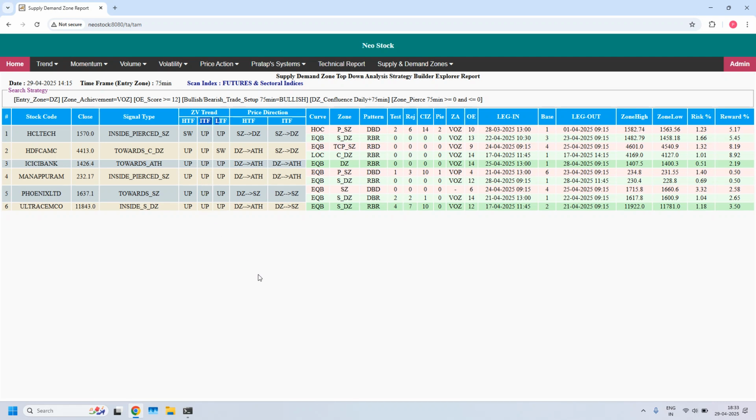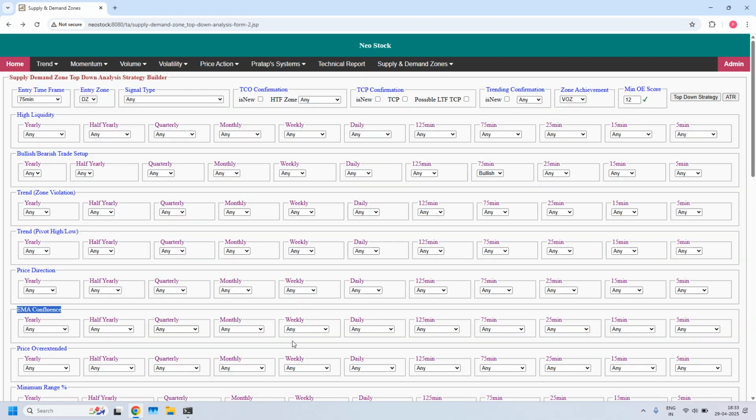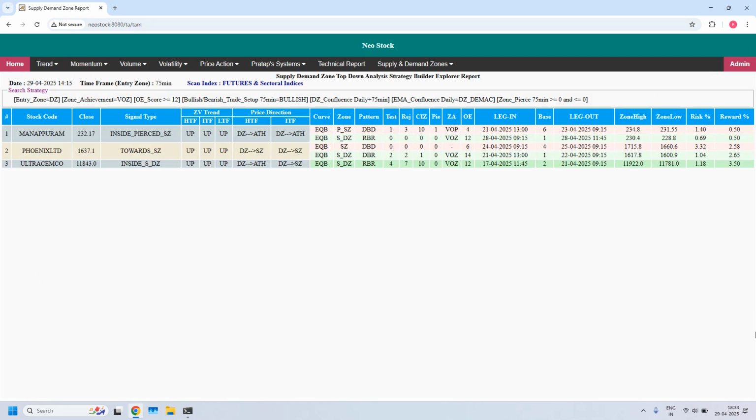So let's verify if the daily demand zone has daily EMA confluence. In that case, the overlapped 75-minute demand zone inside daily has an even higher probability of success. So I'm going back to the EMA confluence at the daily time frame. I'm checking daily demand zone with daily EMA confluence. Let's filter. We got 3 stocks. So these 3 75-minute demand zones have an even higher probability of success.